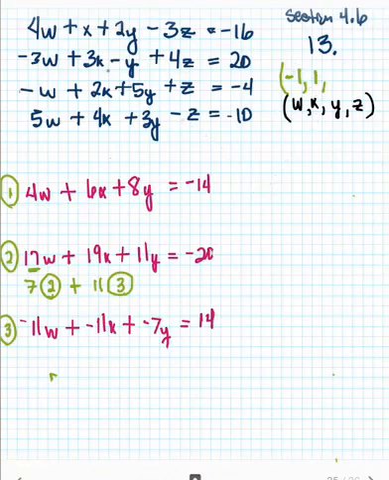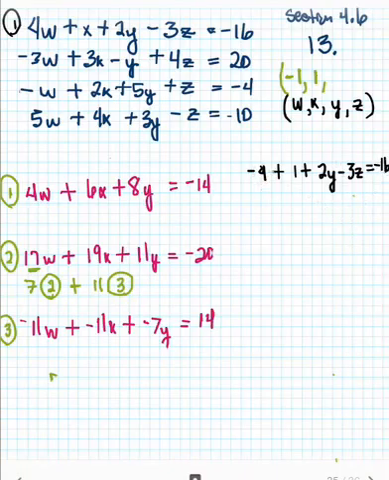I'll just take a couple of these equations. It doesn't matter which ones, maybe just the first one up here. We'll call it the first equation again. In that first equation, if w is -1, we're going to get -4 plus, and then x is 1, plus 2y minus 3z equals -16. I hope you can see that. So it looks like I'm going to get -3 here, so -3 plus 2y minus 3z equals -16.